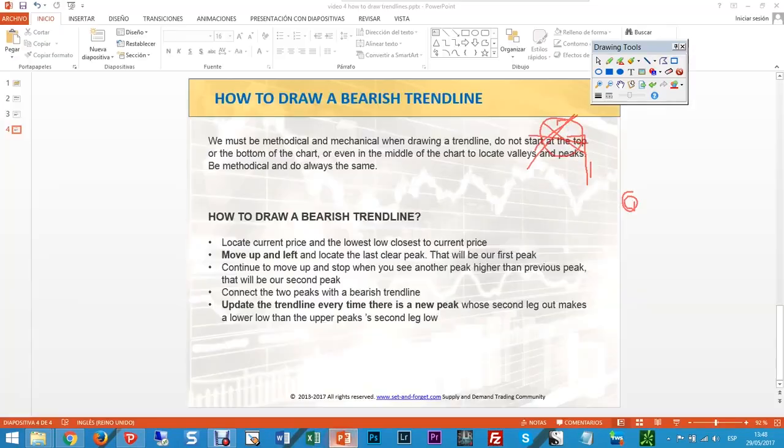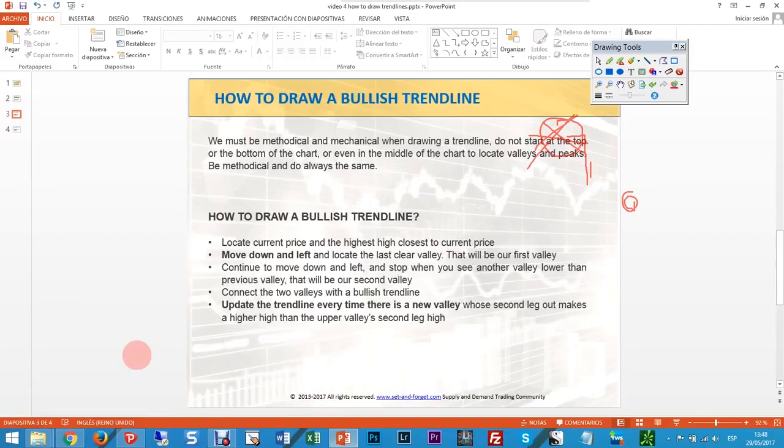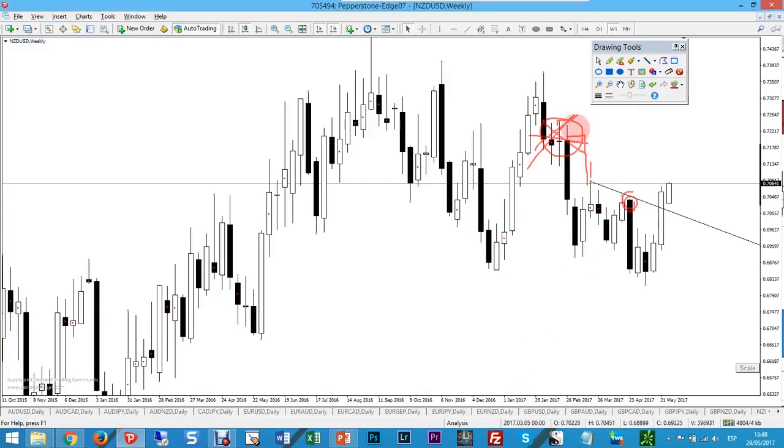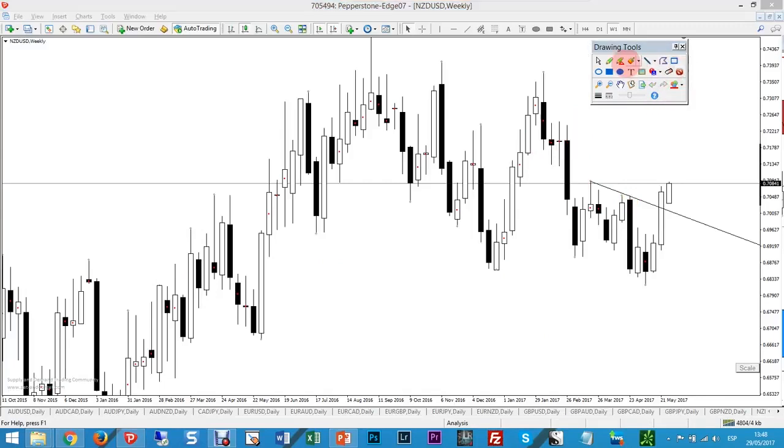Remember, we do not use CPs to connect trend lines because they are continuation patterns. They do not create trends. So we must continue to move higher and locate another pattern. Is that a peak or a pause? It is a peak, so this is our second peak. This is the first one. This is the second one.